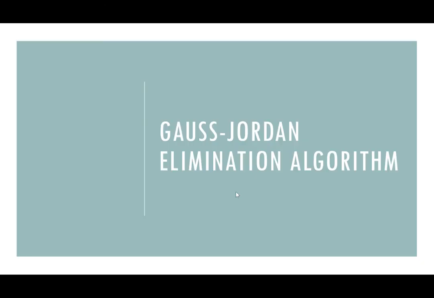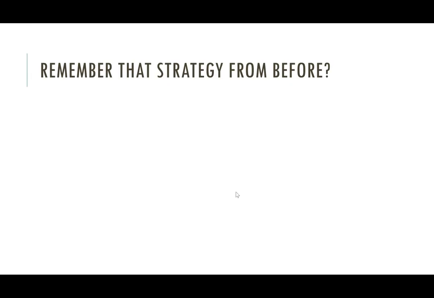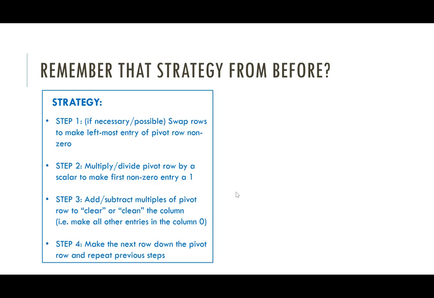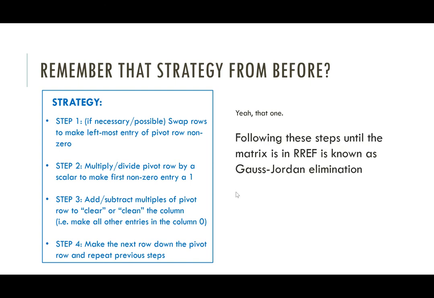All right, and now our last topic, the Gauss-Jordan elimination algorithm. So, okay, remember that strategy from before where we have our 4 steps? Yeah, that one. Well, following these steps until your matrix is in RREF is known as Gauss-Jordan elimination. It is what computers do when they are solving systems of equations, and it's the most widely used algorithm for solving such systems. Actually, I shouldn't say that because there are other algorithms. But all right, it's everyone's first algorithm for solving systems of linear equations using matrices.